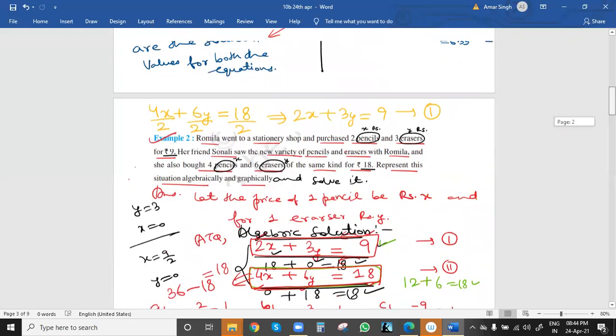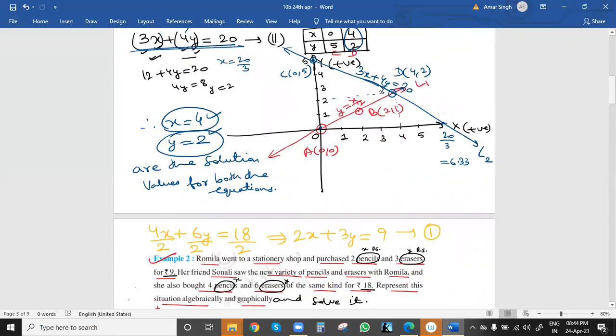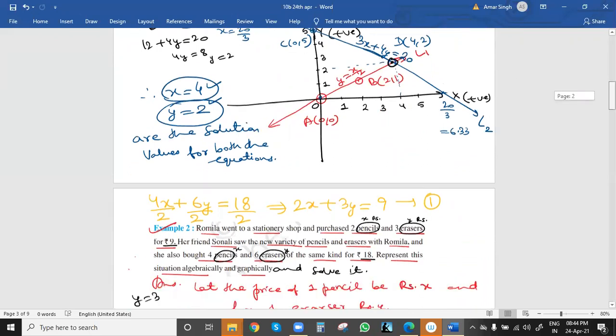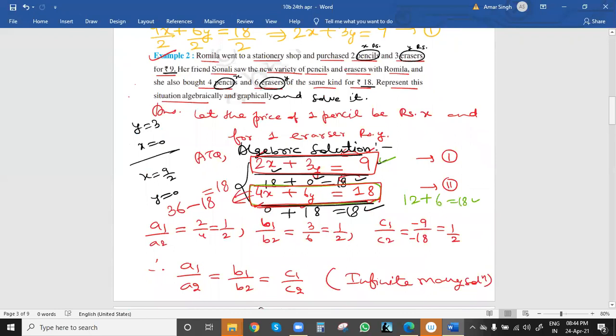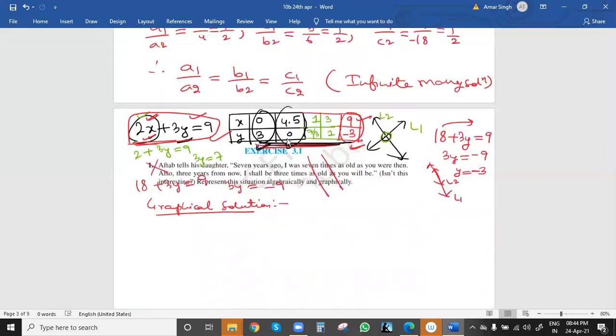So in our last case, there was one point. This is the solution point, because this point is common to both the lines. This point is lying on both the lines, L1 and L2. So that means it is the solution point, and these are the required values of x and y. In this case, we have more than one solution, because all these values are satisfying both the equations. That's why we have infinitely many solutions.